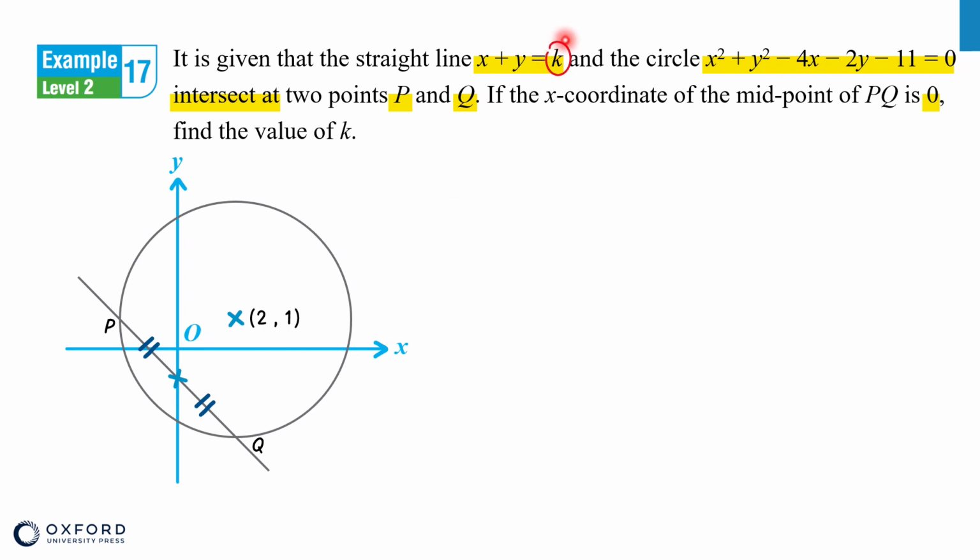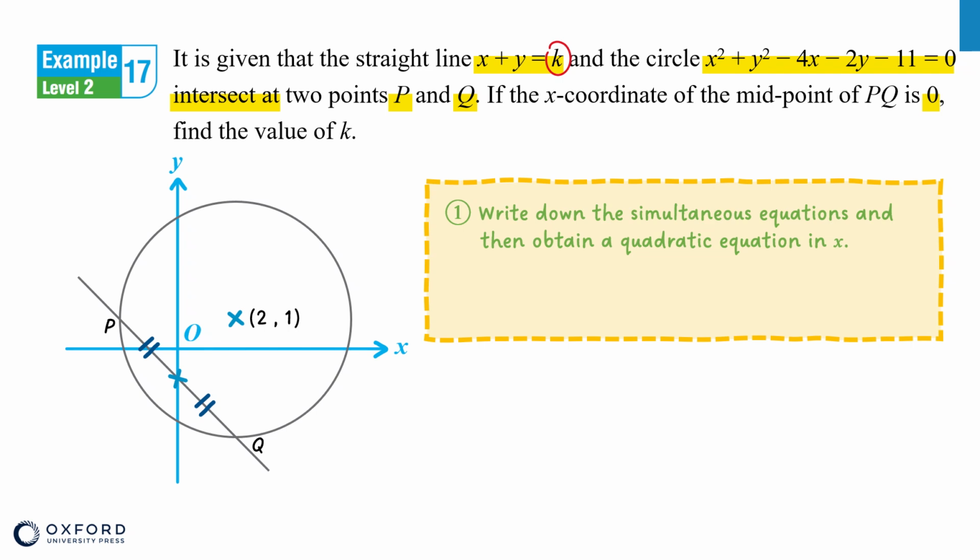To find the value of k, which is the constant term of the equation of the straight line, what can we do? Given two equations, we can first set up a set of simultaneous equations and then obtain a quadratic equation in x. The roots of this quadratic equation will be the x-coordinates of P and Q. Let's denote the coordinates of P and Q as (x1, y1) and (x2, y2), respectively. Then the x-coordinate of the midpoint of PQ will be equal to (x1 plus x2) over 2, and it will be equal to 0 since it's given that the x-coordinate of the midpoint of PQ is 0.